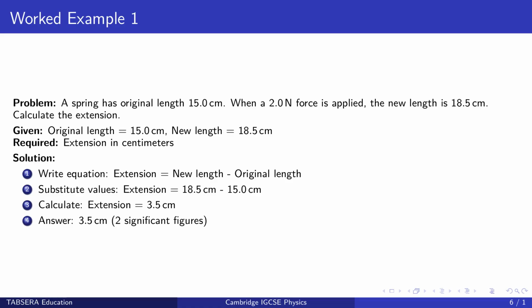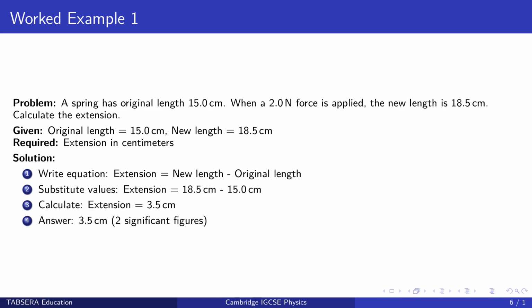Let's work through our first example. The problem states, a spring has original length 15.0 centimeters. When a 2.0 Newton force is applied, the new length is 18.5 centimeters. Calculate the extension. We are given original length equals 15.0 centimeters and new length equals 18.5 centimeters. We need to find the extension in centimeters.